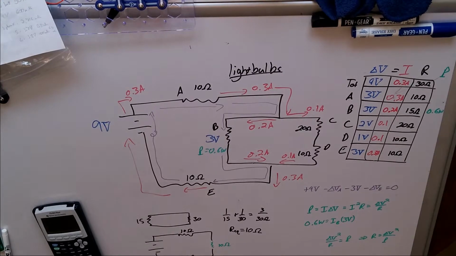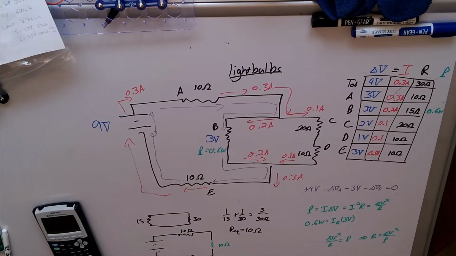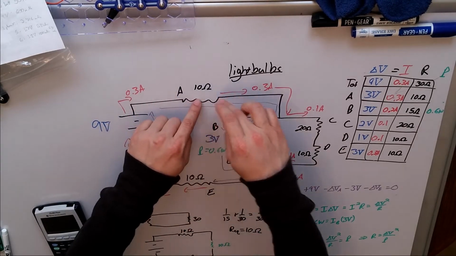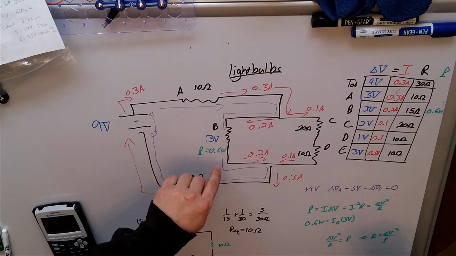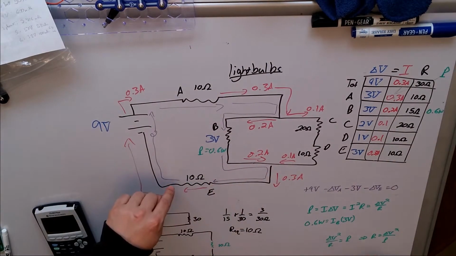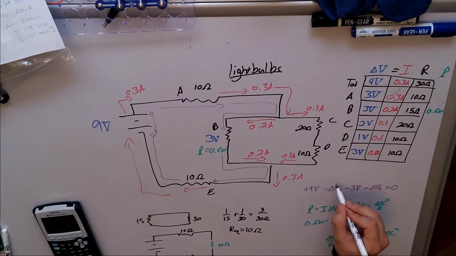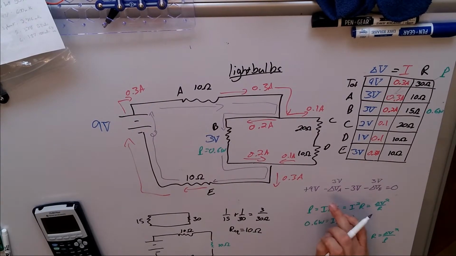Let's double check. We never actually applied loop rule on this, even though I tried and then got stuck because I started filling things in another way. But let's double check. If I go across here, this gives me 9. I go across A, I lose 3, so that puts me at 6. I go across B, I lose another 3, that puts me at 3. And I go across E, there goes the final 3. Both of these, we found out later, were 3 volts. We could have come back and filled them in, but 9 minus 3 minus 3 minus 3 equals 0.